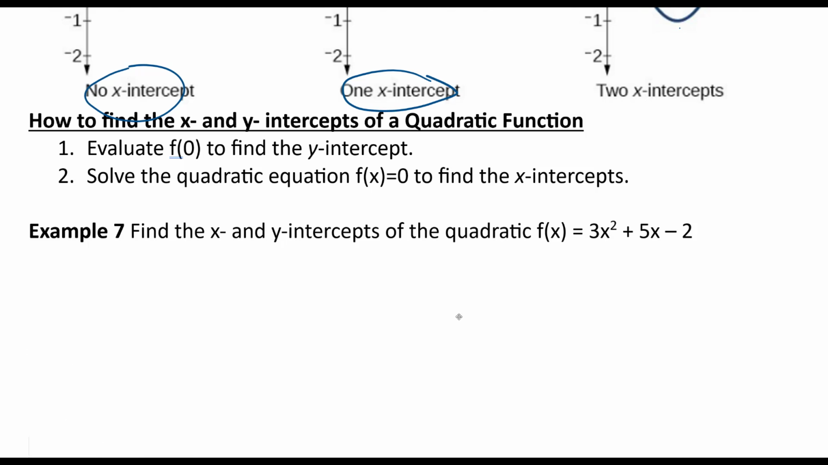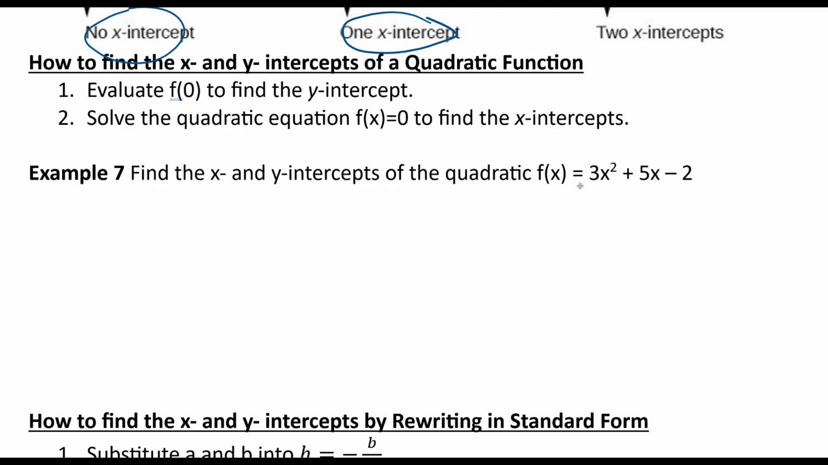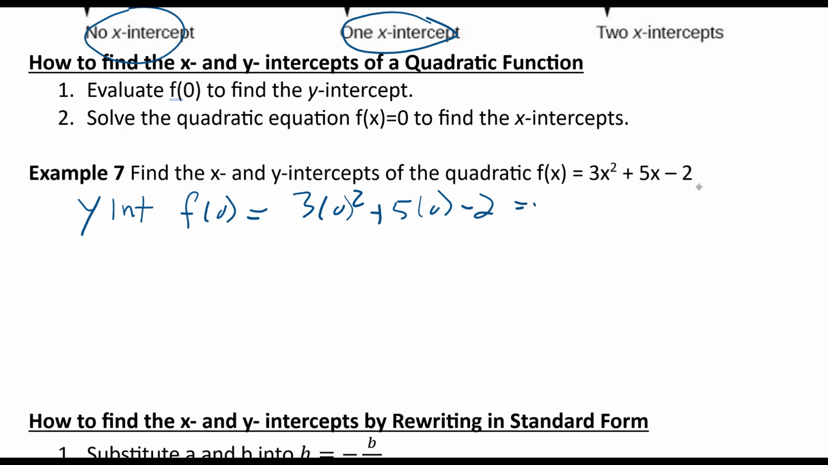Okay, find the x and y intercepts of the quadratic f of x equals 3x squared minus 5x minus 2. So the easy one is the y-intercept. So that's f of 0, and that's just going to be where the constant is. So it's going to be 3 times 0 squared minus 5 times 0 minus 2, which is negative 2. So the y-intercept's at 0, negative 2.